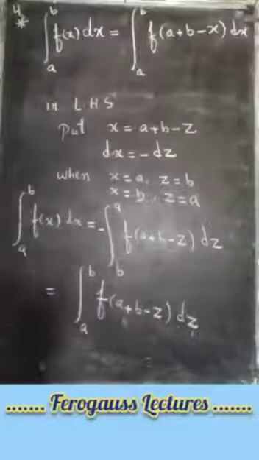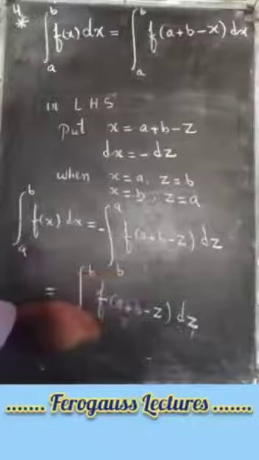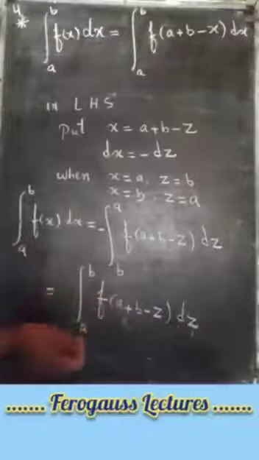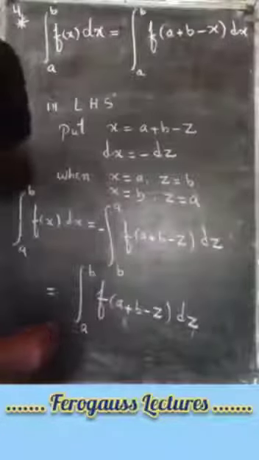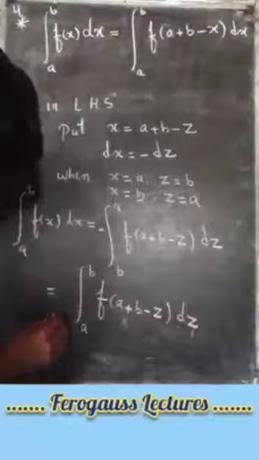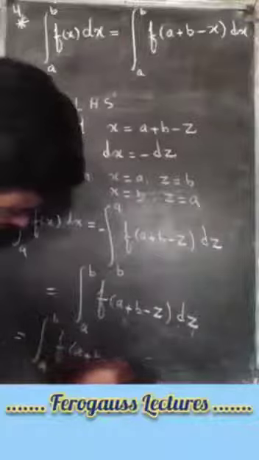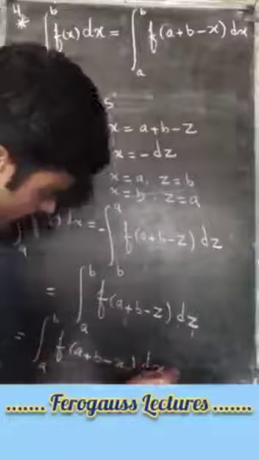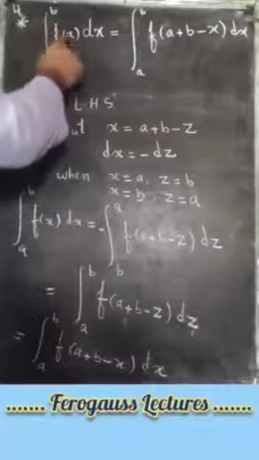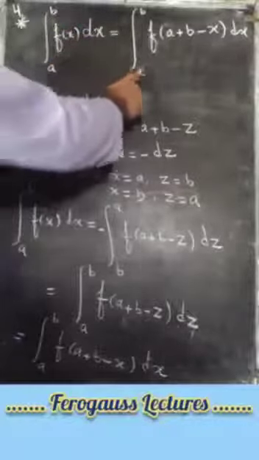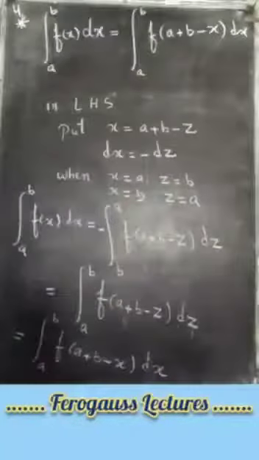Now, by property first of definite integrals, we can replace the variable z with some other variable. So in this case we replace it with x, and we get integral a to b f of a plus b minus x dx. This proves the result. Thus, we have proved that integral a to b f(x) dx is equal to integral a to b f of a plus b minus x dx.